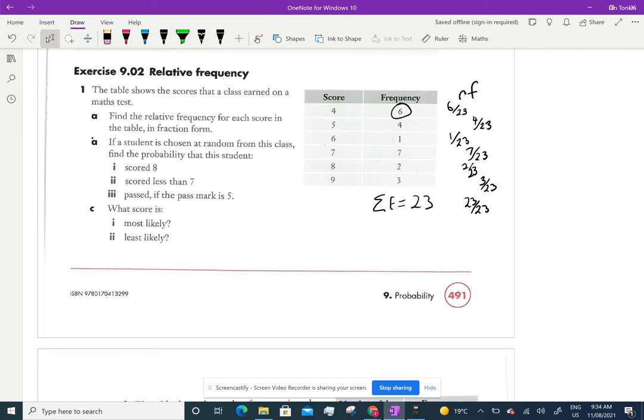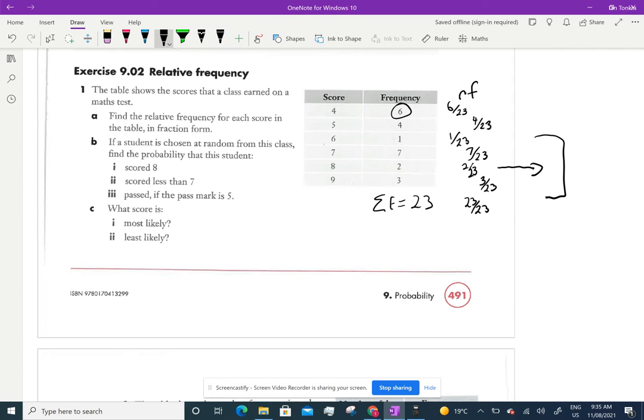Now, if I look at some of the questions, if you choose a student at random, there are 23 kids in the class, if the principal comes in and says, student M, I want you, what's the chance that they scored 8? Well, it's 2 on 23 because there are 2 children in the class who scored 8. There are 23 children in the class. What's the probability that a student passed if a pass mark is 5?